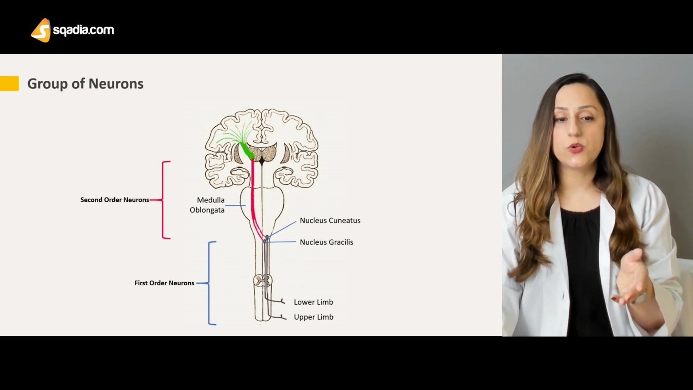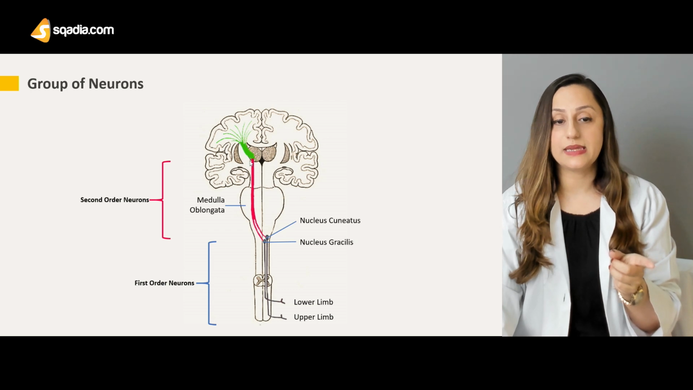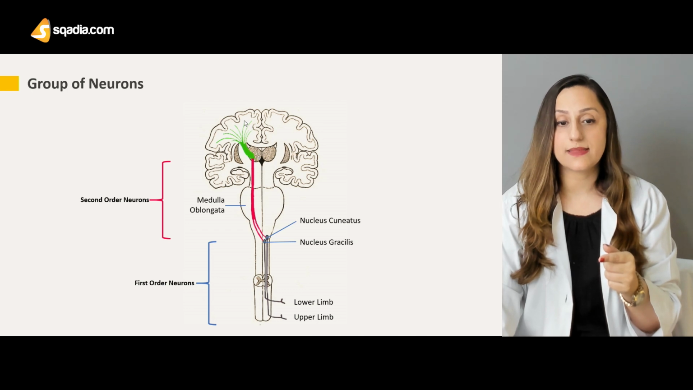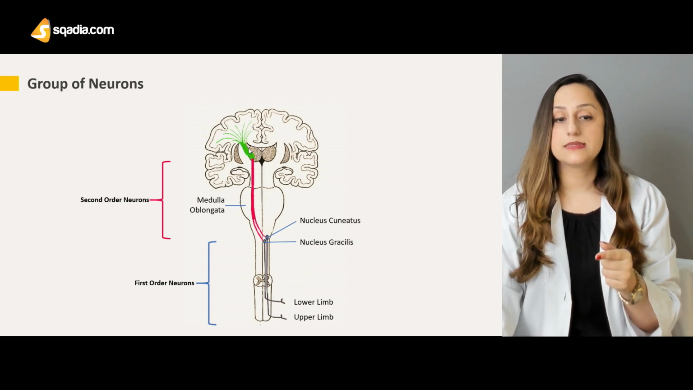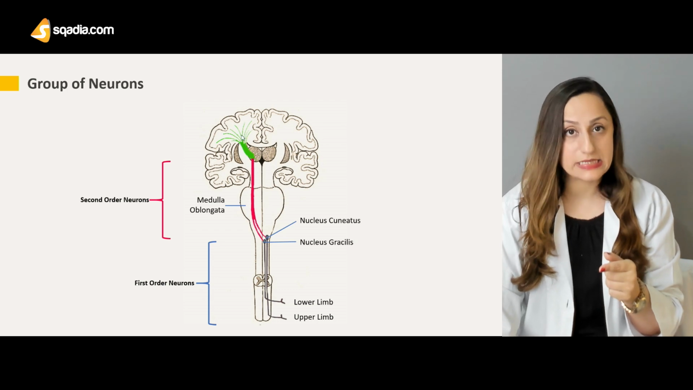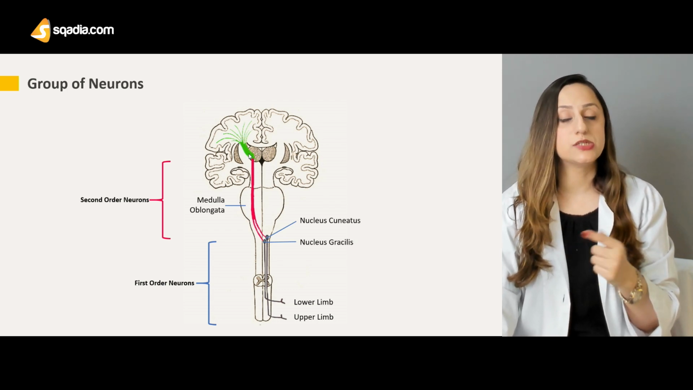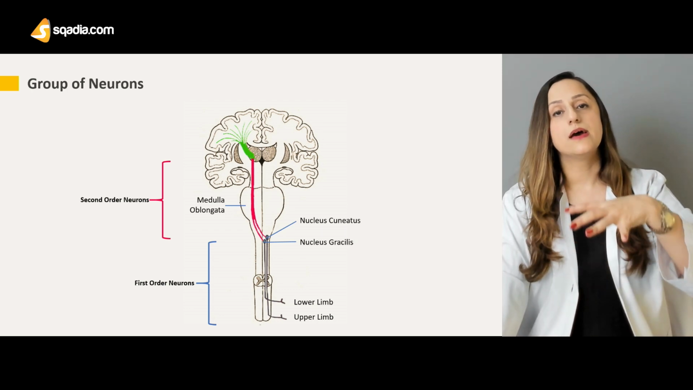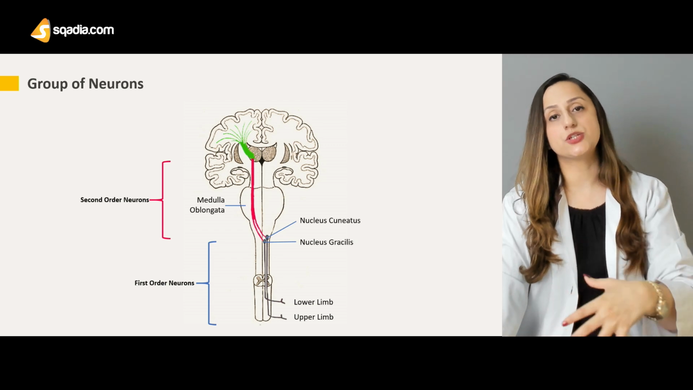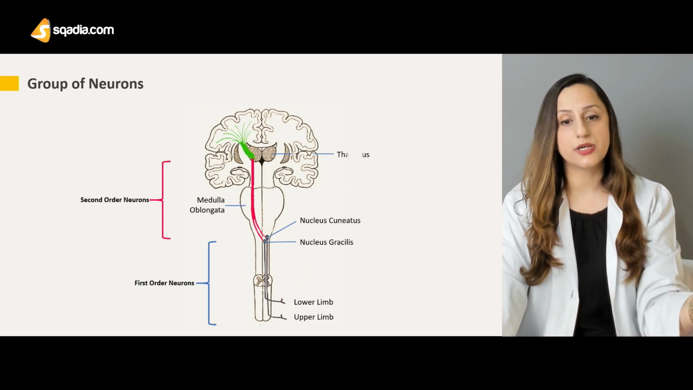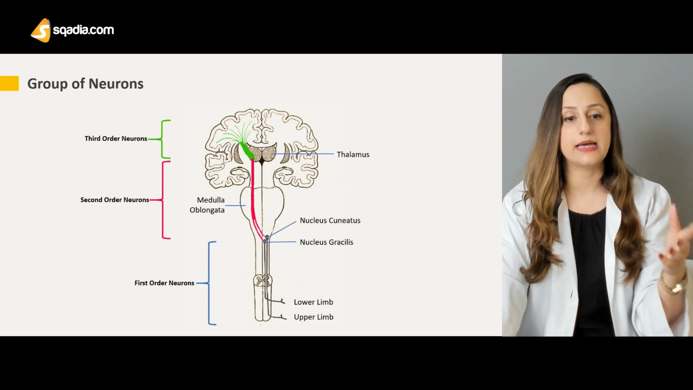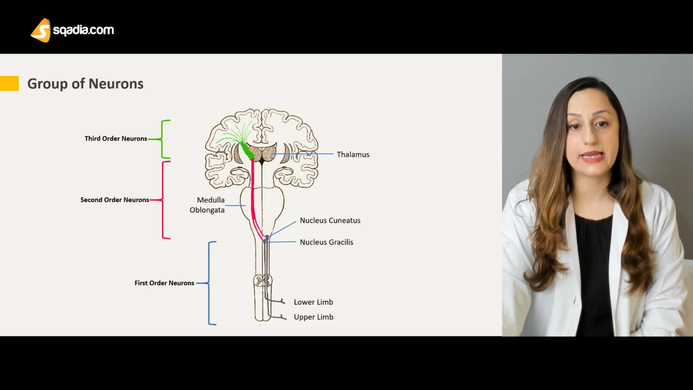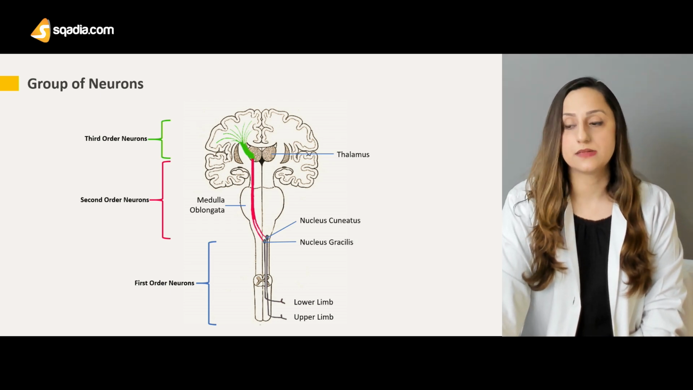So here, we know that the third order neuron is a connection between the thalamus and the cerebral cortex, and this is known as the corona radiata. The third order neurons are known as the corona radiata, which are basically sending the information from the thalamus to the cerebral cortex over here. This is the thalamus and this is the higher centers of the brain, and the fibers that are connecting these two areas are known as the third order neurons.